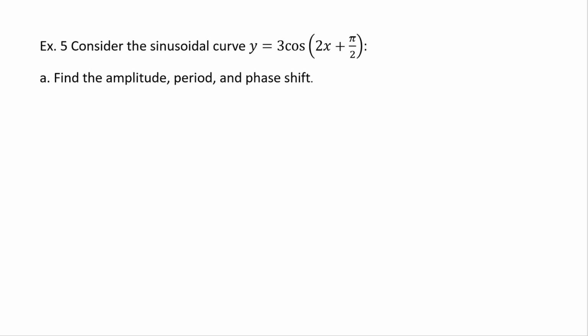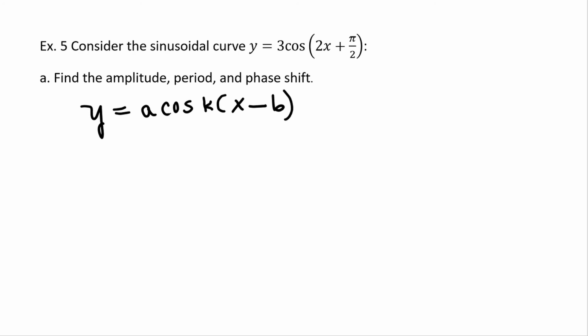Consider the sinusoidal curve y equals 3 cosine of the quantity 2x plus pi over 2. Part A, find the amplitude, period, and phase shift. Let's do a little bit of algebra so that we can rewrite this in the form y equals a cosine of k times x minus b.